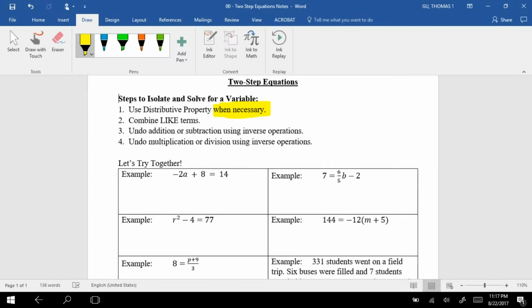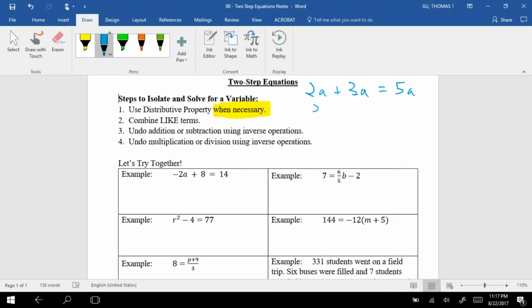All right, next we're going to combine like terms. You know what that means? Look, check this out, guys. For example, let's say you got 2 apples plus 3 apples. Well, what can you do with the apples? Might as well group them together and give myself 5 apples, right?